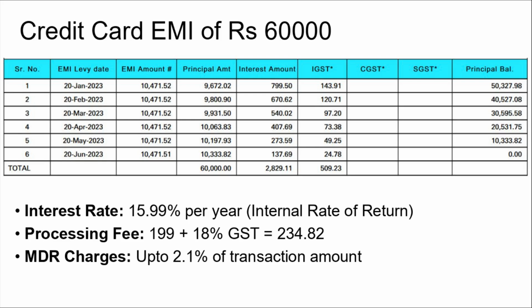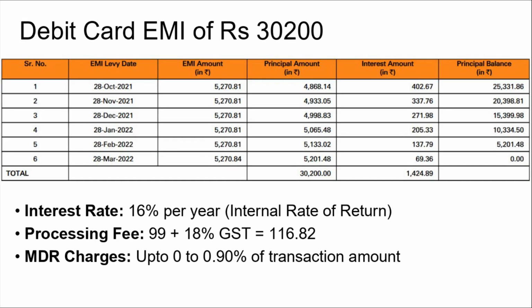Hello everyone. This is what an EMI of 60,000 rupees on a credit card with an annual interest rate of about 16% looks like. Apart from the installments, we have a processing fee ranging from 100 to 300 rupees plus 18% GST. And also, some merchants may pass on the MDR charges to the end customer, which certainly goes up to 2.1%. Now take a look at this 30,000 rupees EMI, but this time on a debit card.